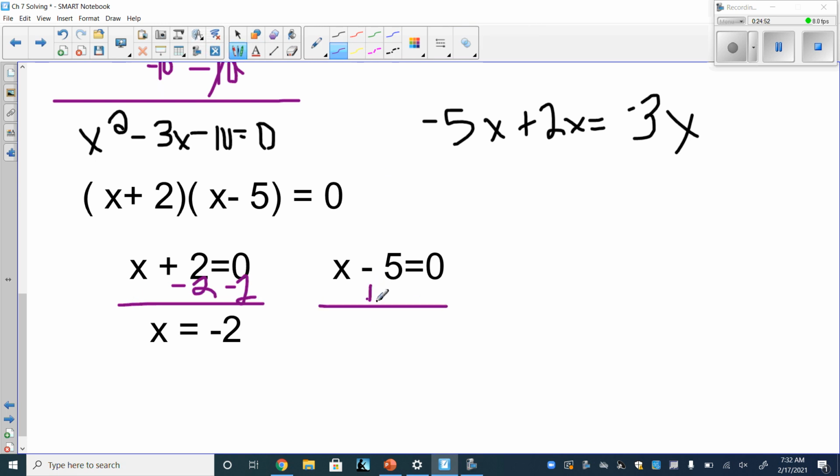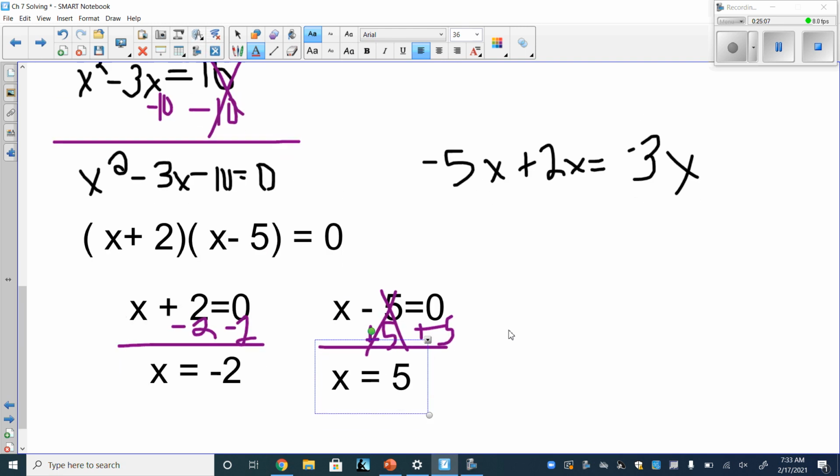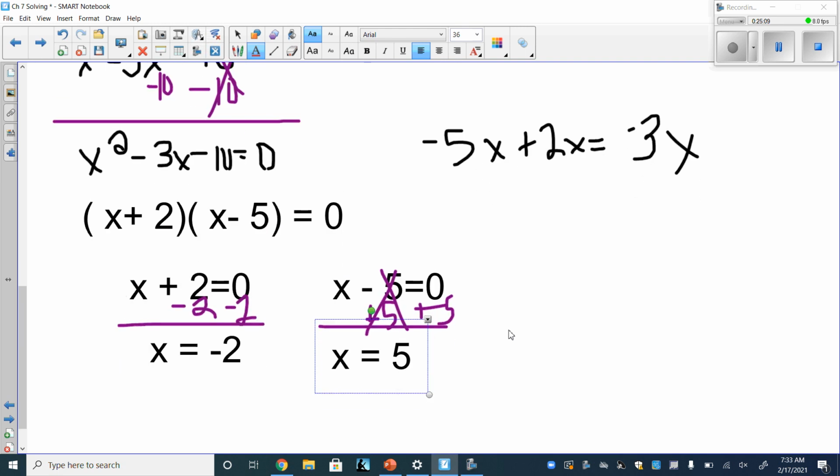And for our other solution here, we would add 5 to both sides. And when we add 5 to both sides, these would cancel, giving us that x is equal to 5. And that's it. That's all we have to do for this problem here.